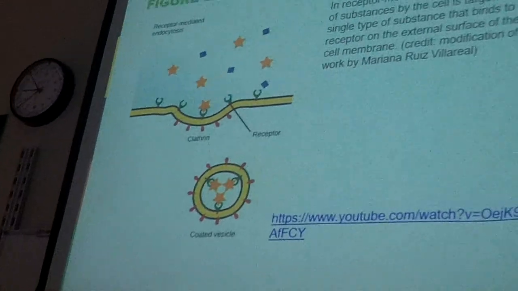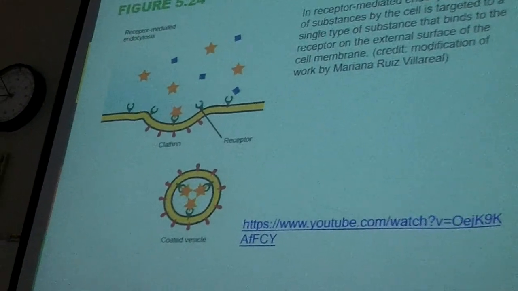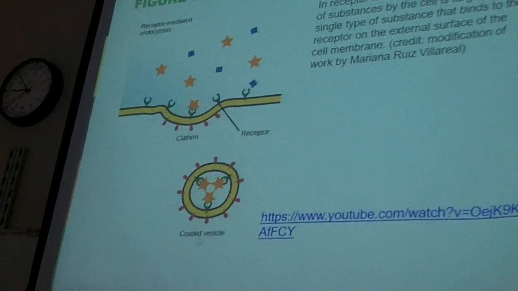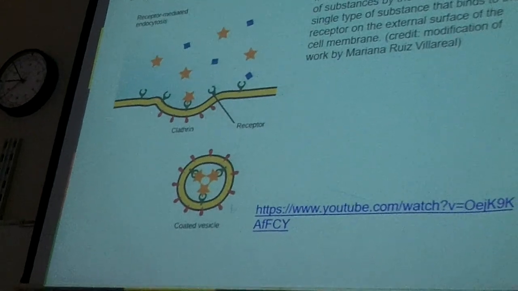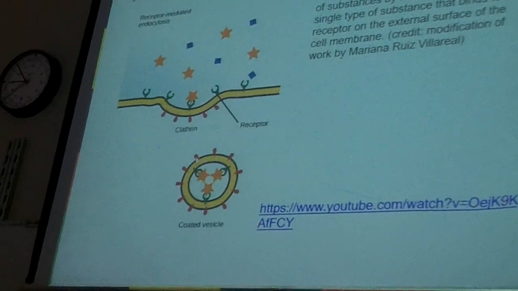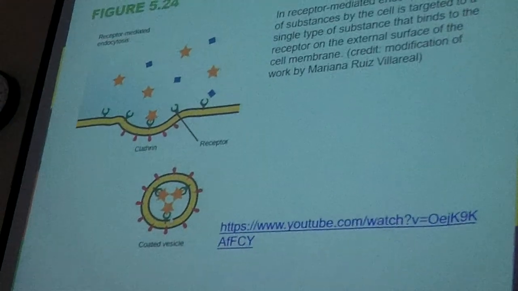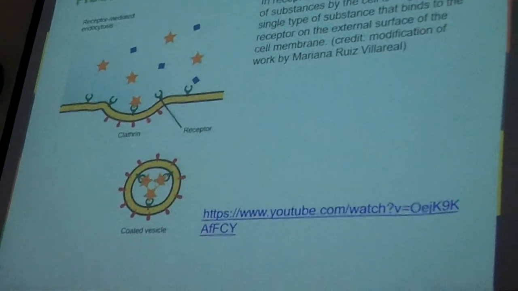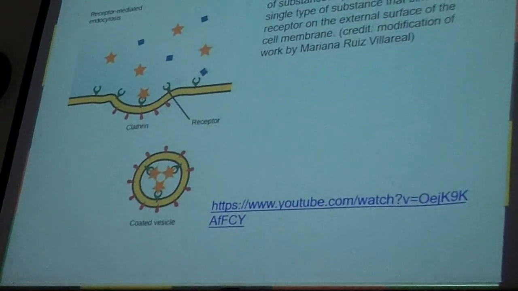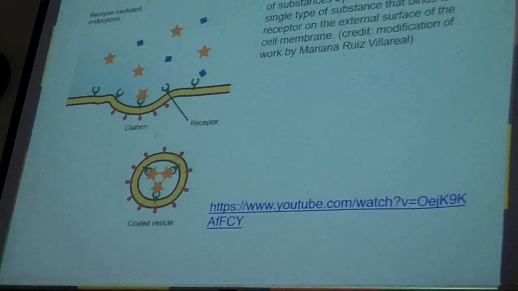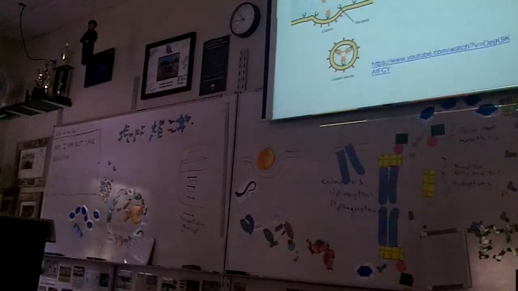And we call the bubble now a coated vesicle. Why is it called a coated vesicle? Because it's surrounded with these clathrin proteins. It's coated with them. And it contains several of the items that attach to the receptor. That's kind of a common way cells can bring in things they need.